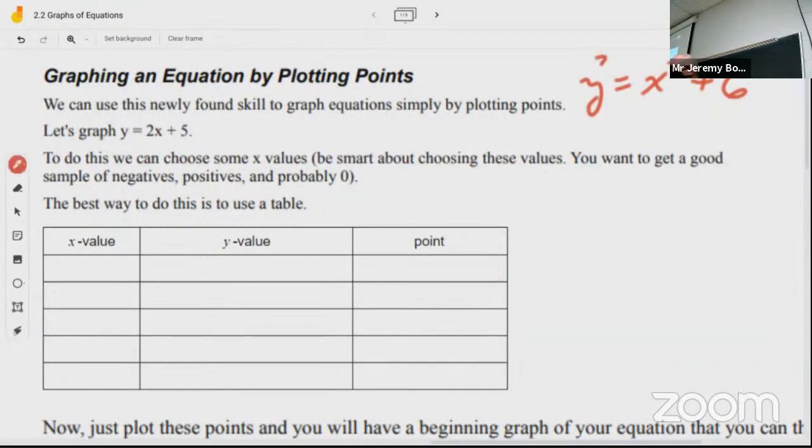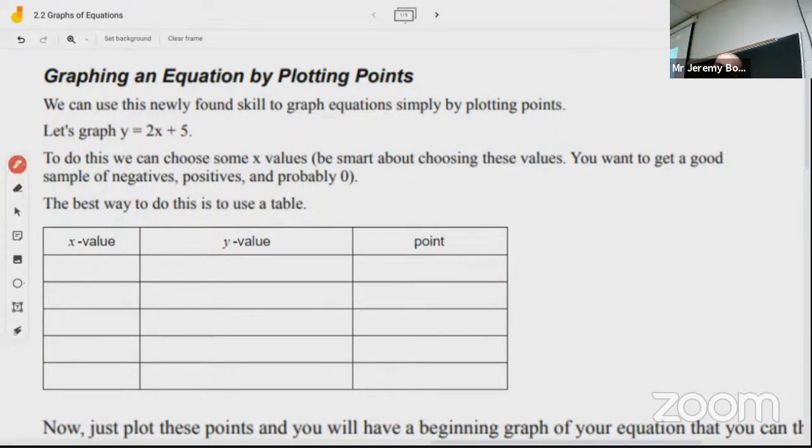If it was y to the third is equal to x squared plus 6, my highest degree there is 3, so I would need at least 4 points to graph that. Okay? Now I'm saying at least, so you may need more, you most probably will need more. It's just that's what you need at least to graph.